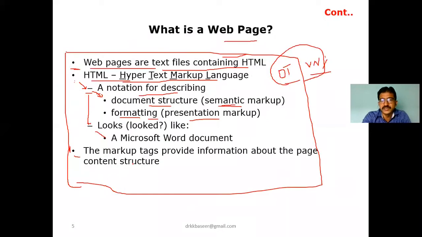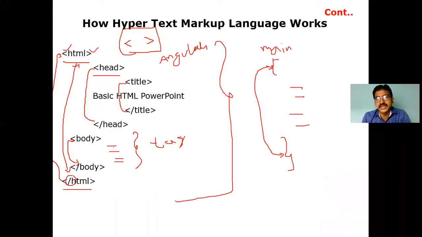See here, we already discussed this, right? Semantic means what? Semantic markup, document structure. You're just structuring the document: where the HTML starts, where the head and title will start, and where the body will start. And formatting means how the content is displayed, what type of content you are displaying, whether it's an image or a text or a form or a text field or a button, everything will be done in the body tag.